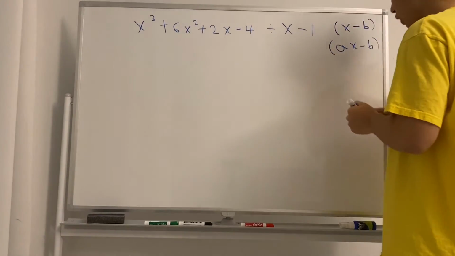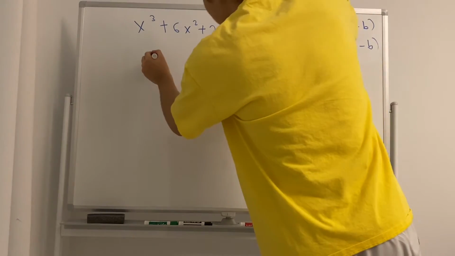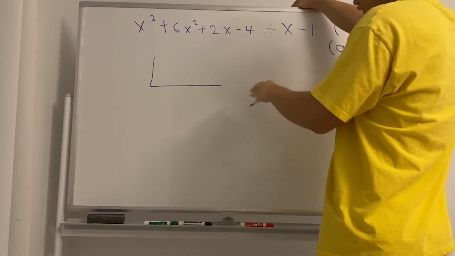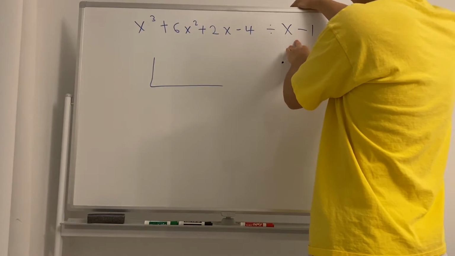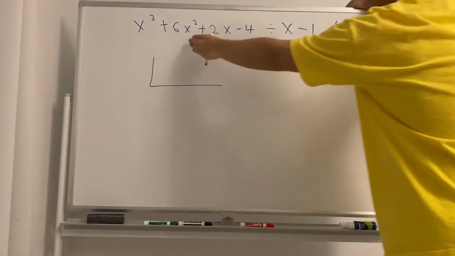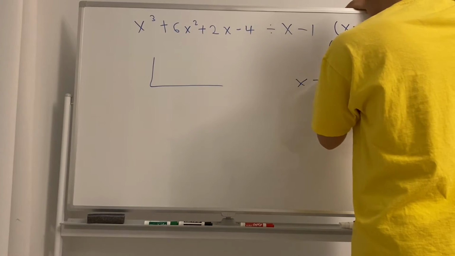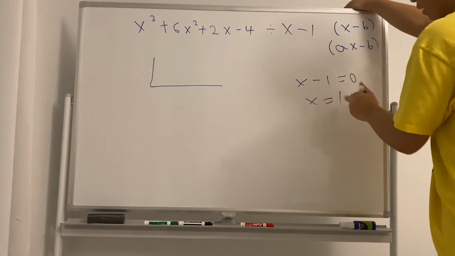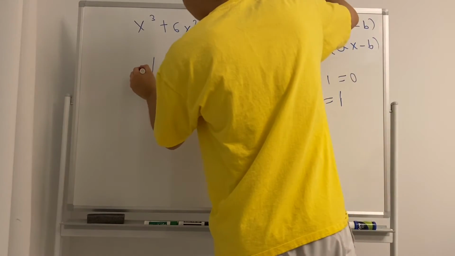But anyways, first thing we're going to do is draw an upside down long division sign, so it basically looks like an L. Next, we're going to divide by the factor. If we set x minus 1 equal to 0, because we need to divide by what b is, we get x is equal to 1. So now that we have the factor, or the x-intercept, whatever you want to call it, we're going to put that on the outside here.